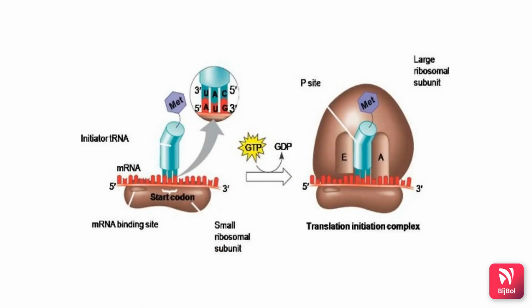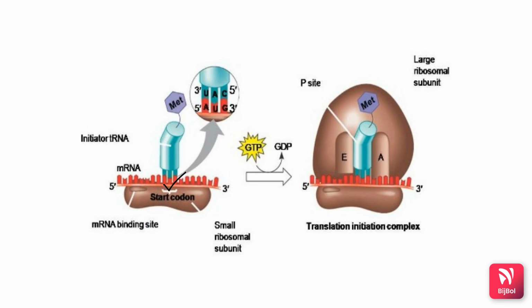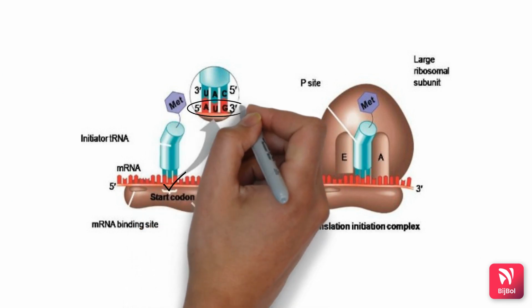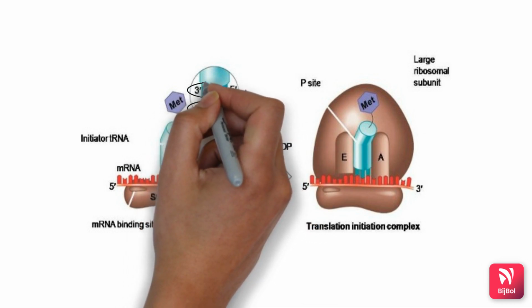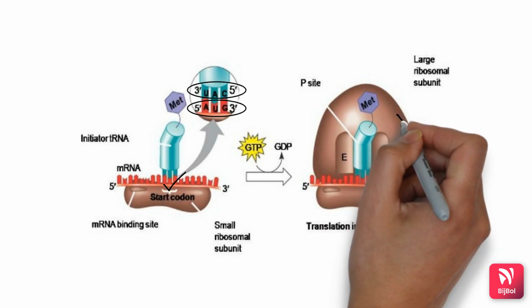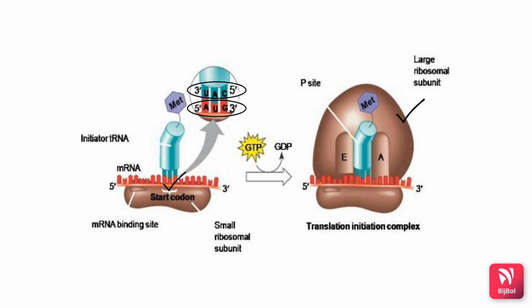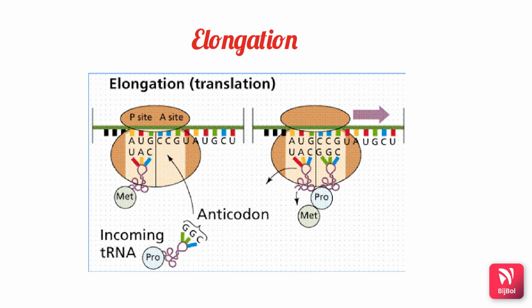So again here, if you can see in this picture, this is a start codon which is present on the mRNA. What is a start codon here? That is the AUG. For this, the start anticodon is UAC. So the initiator tRNA recognizes the start codon and binds to the start codon of the mRNA. After this, the larger subunit of the ribosome comes and binds to the mRNA, finally forming the translation initiation complex. That was about initiation. Now let us discuss elongation.